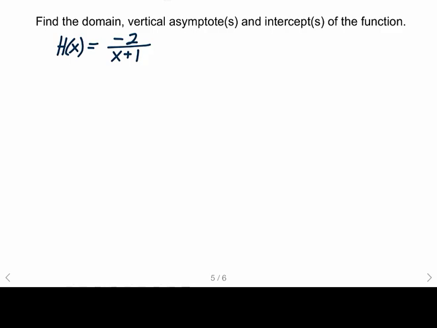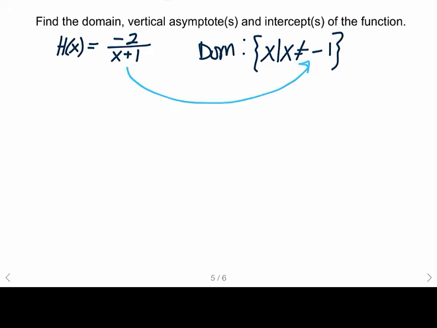Same instructions, domain, vertical asymptotes, and intercepts. The function is h of x is equal to negative 2 over x plus 1. Go ahead and pause the video and see what you can do with this. So the domain coming from looking at the denominator, I've got a denominator of x plus 1, and so the domain is equal to the set of x, such that x is not equal to negative 1.